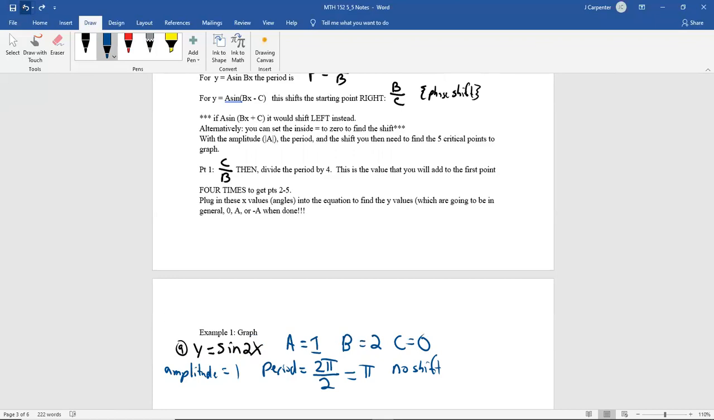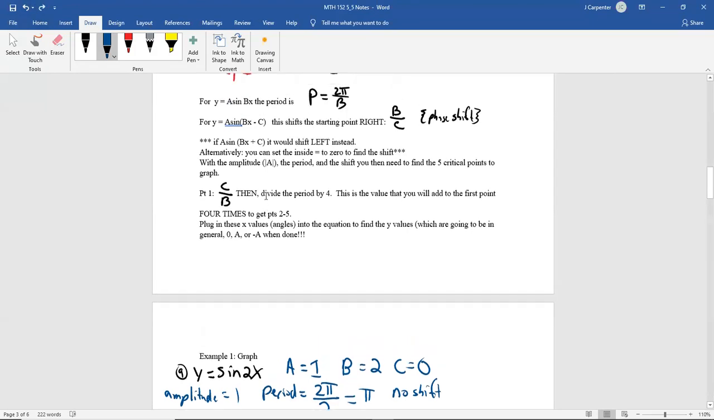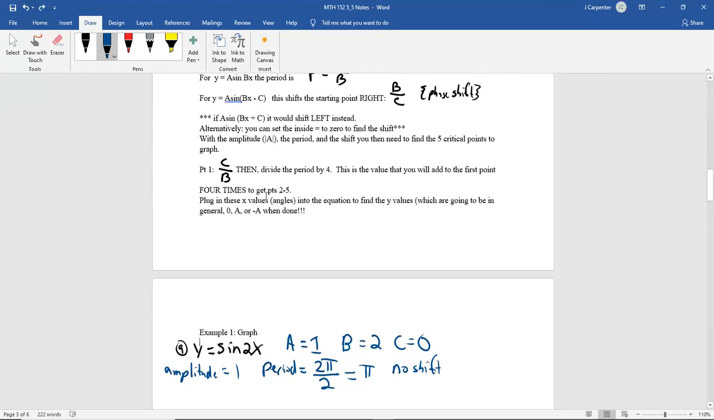Now again, I'm going to be doing everything in terms of radians for this. It is much more traditionally done that way. Otherwise, for this period I would need to write 360 degrees divided by 2, and then it would be 180 degrees. Don't mix and match your notations. It's just not a great idea. All right, so no shift.